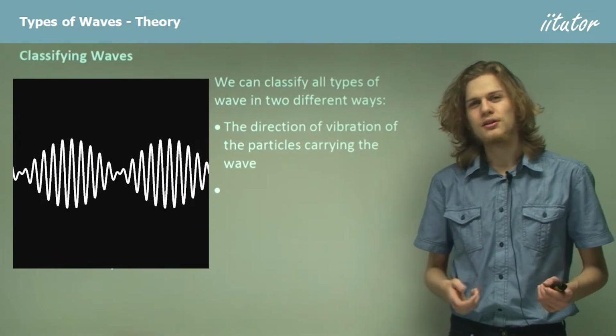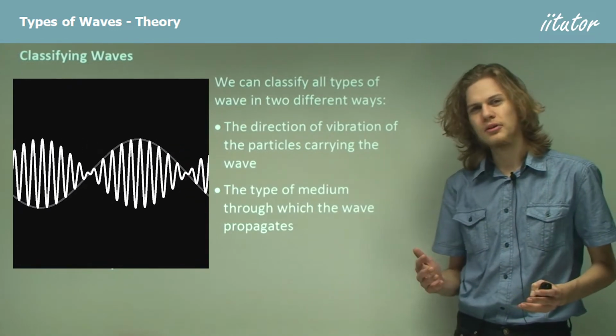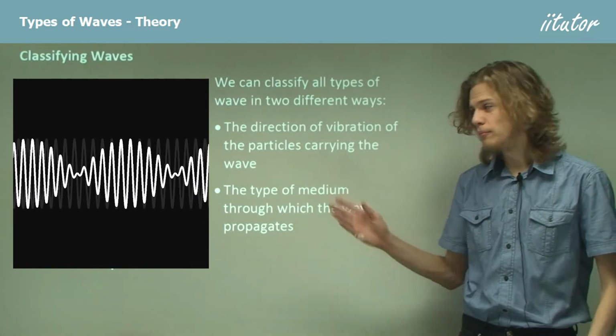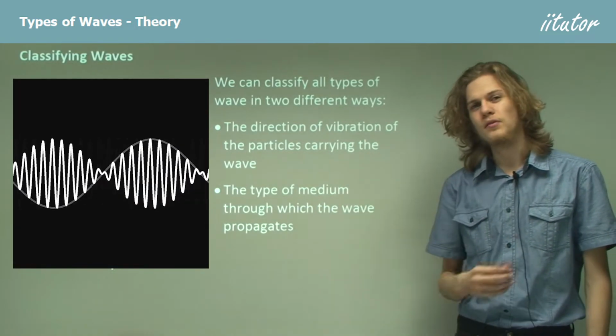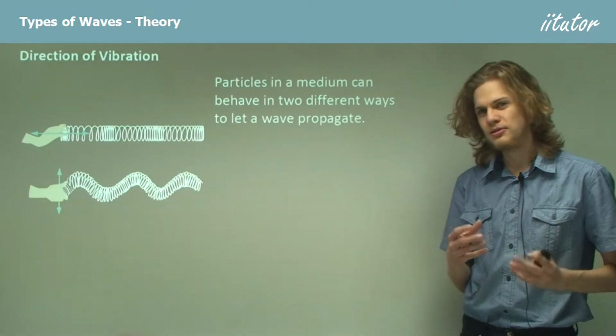The other way that we can differentiate between waves is by looking at the medium through which the wave propagates. So we'll be looking at different sorts of waves, the way that particles move in them, and the medium that they travel through. So first of all, let's look at the direction of vibration.